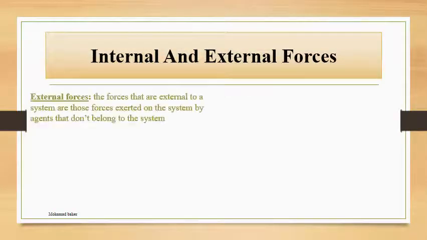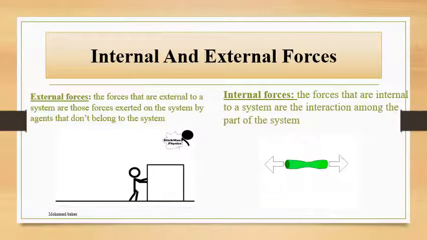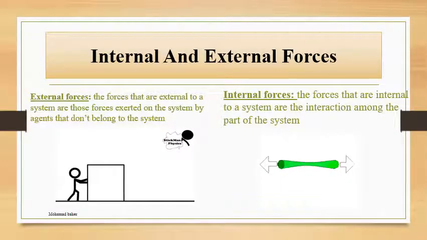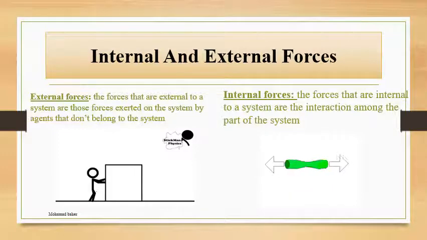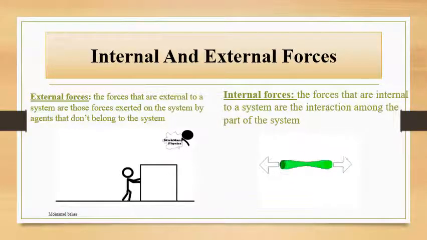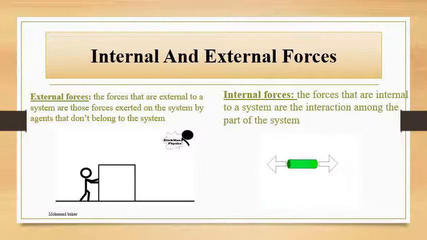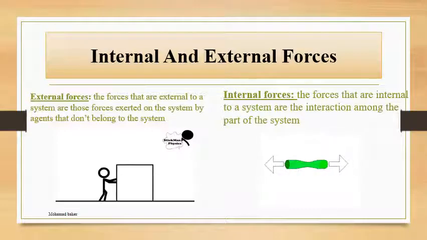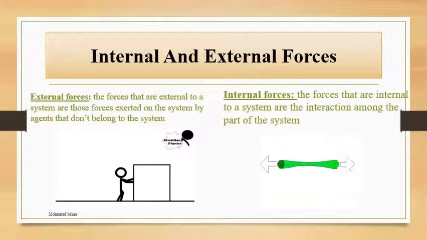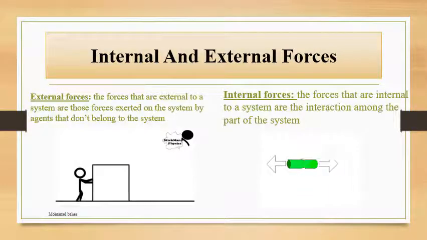Now I will explain to you the difference between internal and external forces. As a definition, the forces that are external to a system are those forces exerted on the system by agents that don't belong to the system. For example, the weight force, the magnetic field force, the electric force, the normal, the tension, the friction, etc.